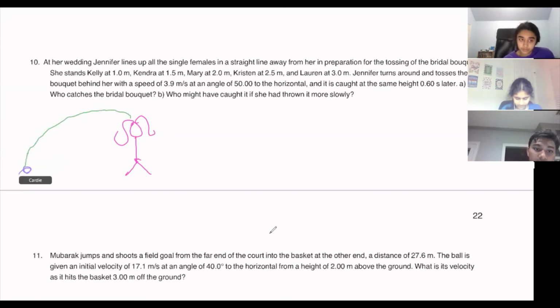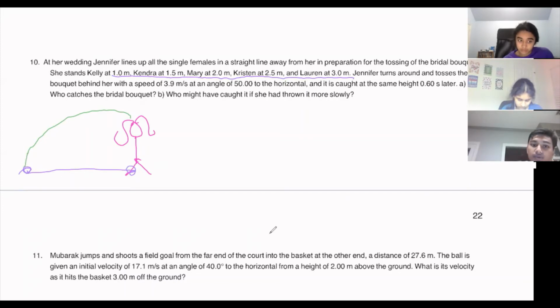So I think it told us as well that it was caught at the same height, right? So I'm assuming that that's the same height. 0.60 seconds later, who catches the bridal bouquet? Based on that, we'd have to find the different distances, right? Because that's the information that's given. So I'm gonna lay out my given components.